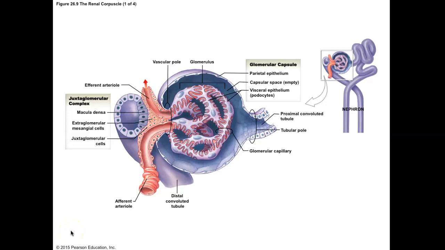Okay, we're going to pick up here on Roman numeral 4, which is going to be the juxtaglomerular complex. So let's take a look at the structure here. Number 1 is juxtaglomerular cells. Let's find these juxtaglomerular cells. These are cells that are actually found within the afferent arteriole, and they're going to secrete renin.